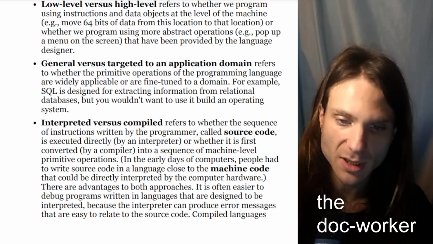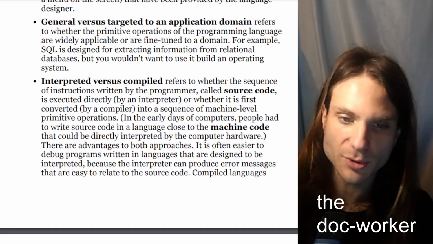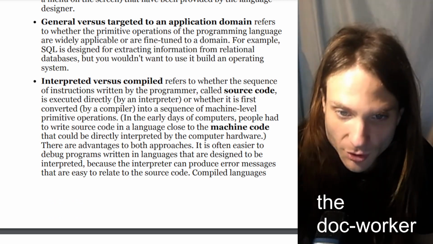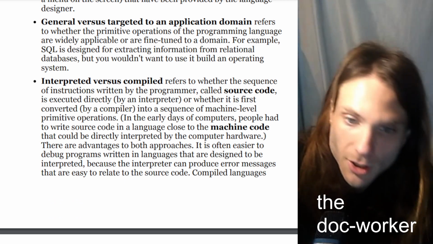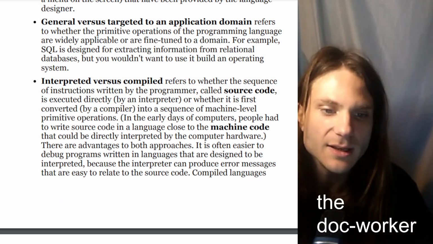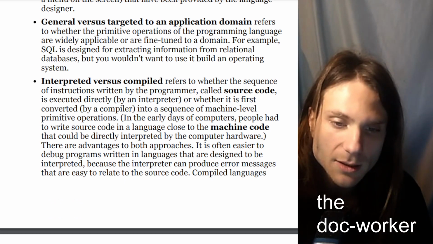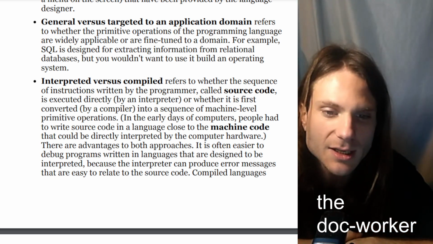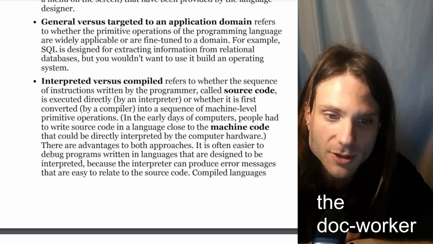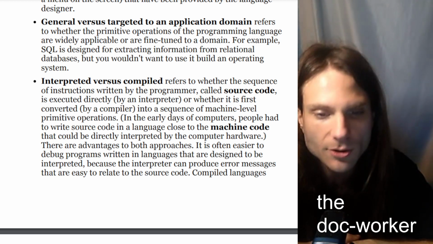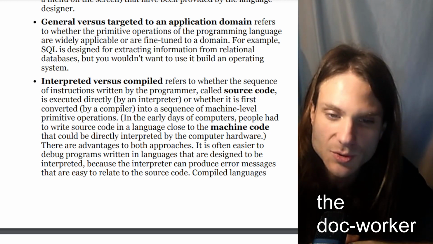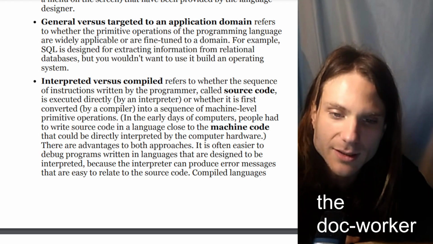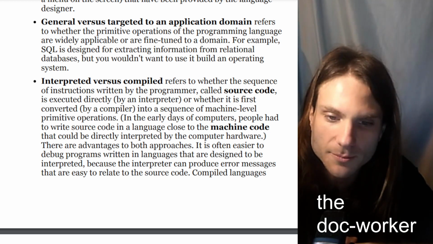Interpreted versus compiled. Python is interpreted. This refers to whether the sequence of instructions written by the programmer, called source code, is executed directly by an interpreter, or whether it is first converted by a compiler into a sequence of machine-level primitive operations. In the early days of computers, people had to write source code in a language very close to the machine code that could be directly interpreted by the computer hardware.